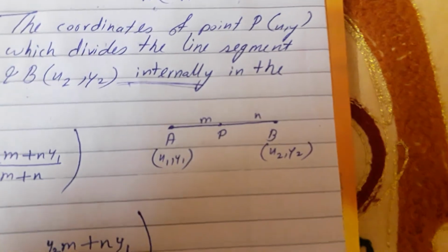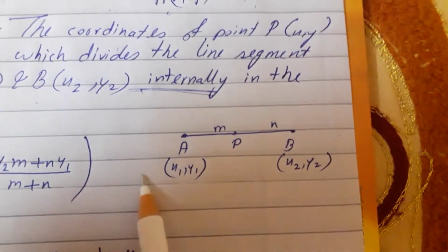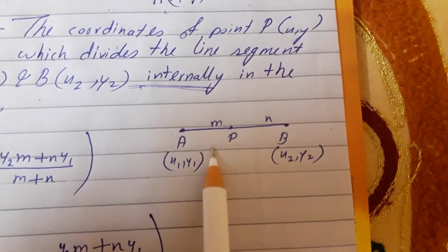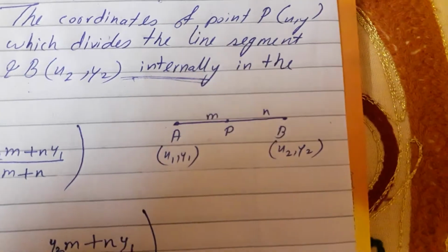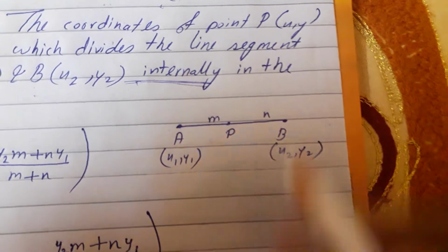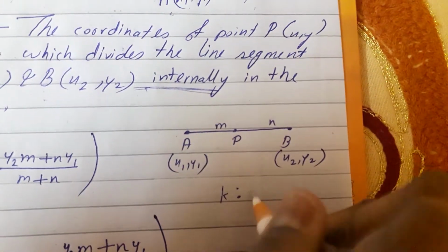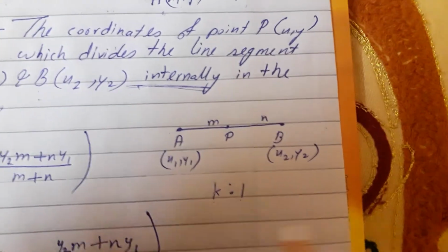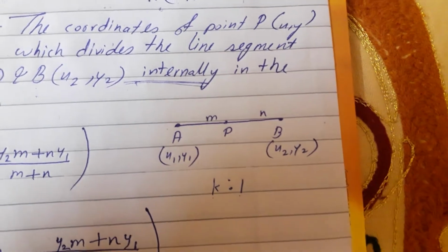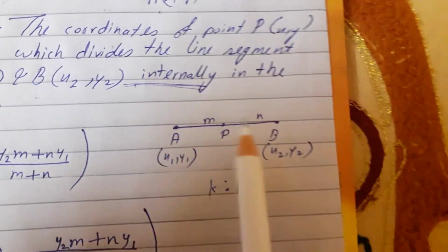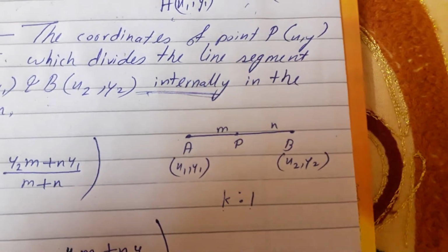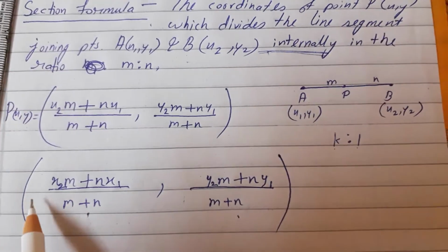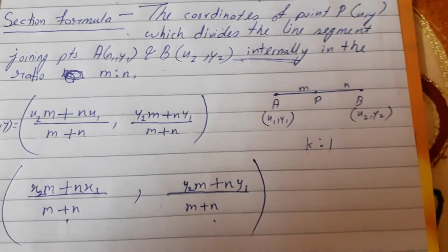And suppose one type of question is where three coordinates are given to you: the coordinates of A, B and P, and you have to find the ratio. In that case, you write that let the ratio be k is to 1, or you may write any constant is to 1. Then in place of m is to n, you write k is to 1, and then k plus 1, then x2, x1, y2, y1. You have to solve accordingly.